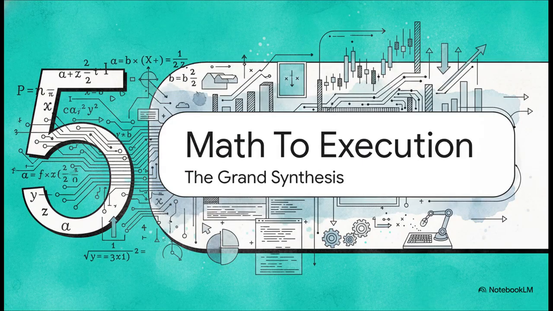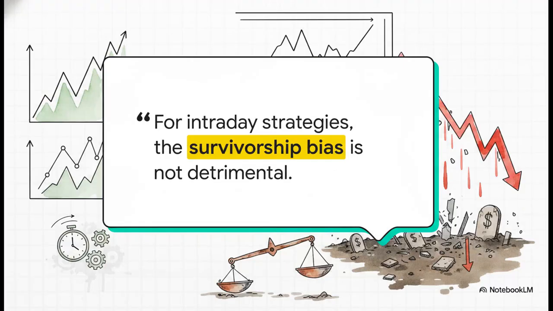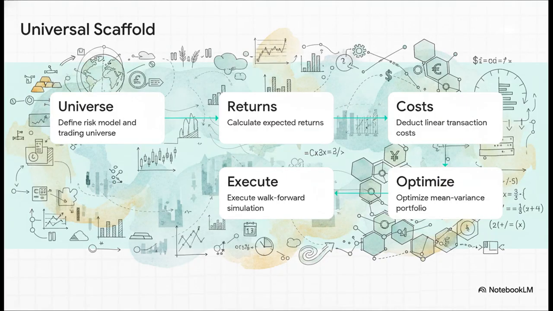Section 5. From Math to Execution, the Grand Synthesis. Before we synthesize, we have to note a vital warning from the source material regarding survivorship bias. Because our code establishes and liquidates on the exact same day, survivorship bias isn't fatal. But if you take the scaffolding and adapt it to hold positions longer than a single day, you absolutely must include data for tickers that have gone bankrupt or been acquired. Testing only on stocks that survived until today paints a falsely rosy picture of the past. Don't fall for it.